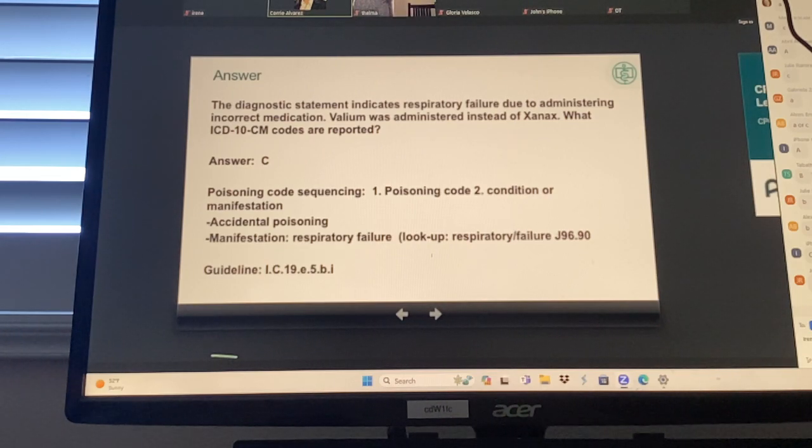It's not an adverse effect, it's a poisoning, even though it's not, I'm going to say, intentional. It was accidental, right? At least I'm hoping it was. So sequencing, very important to understand for the drug codes.